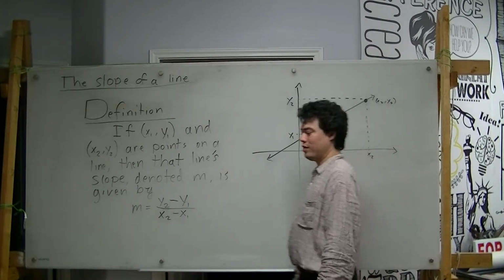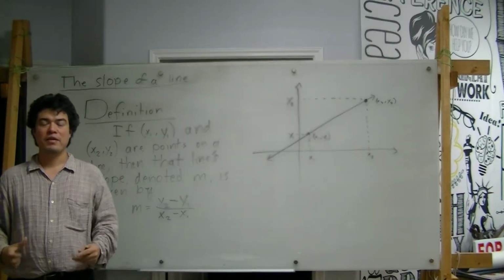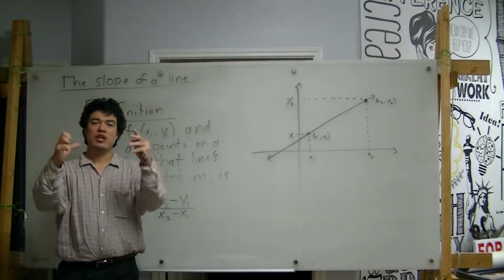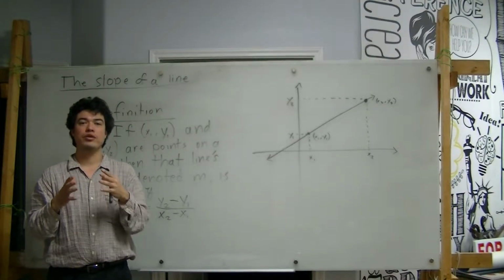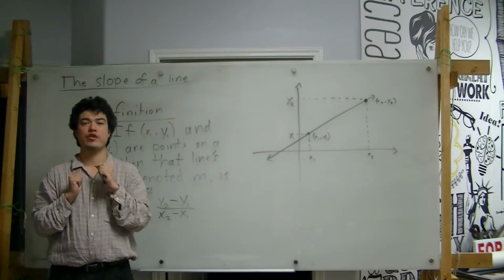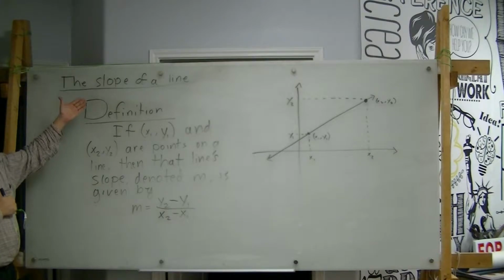So now we're going to start talking about the slope of a line. This is exciting because here we're going to start applying algebra to geometry, and specifically to linear equations. And in this case, we're going to start talking about the slope of a line.